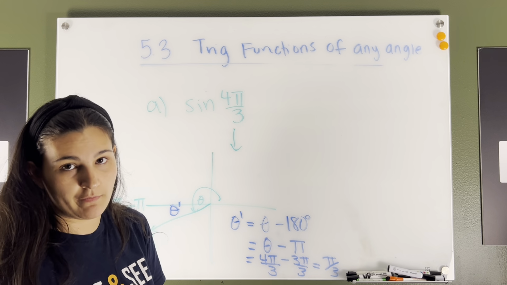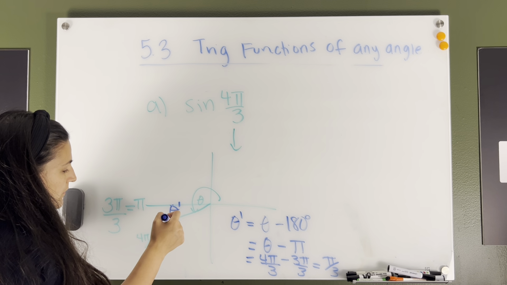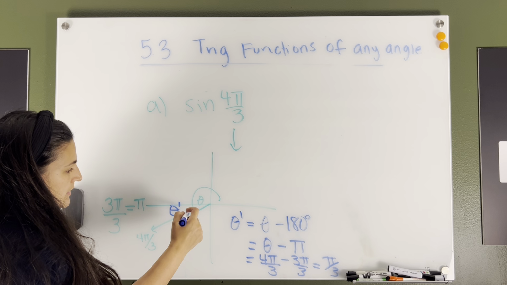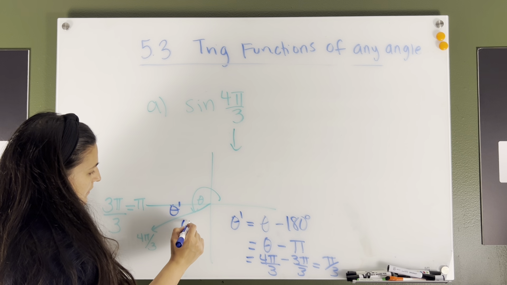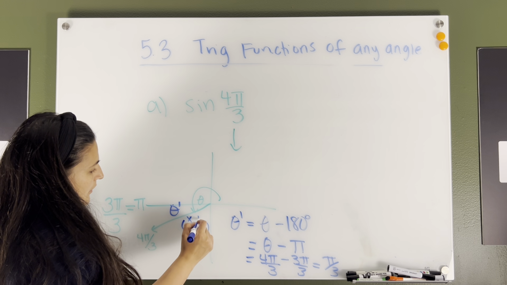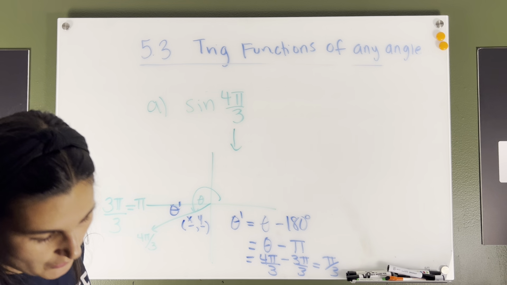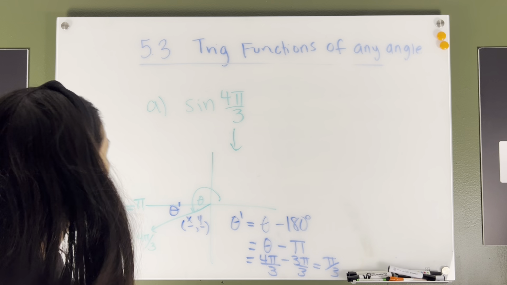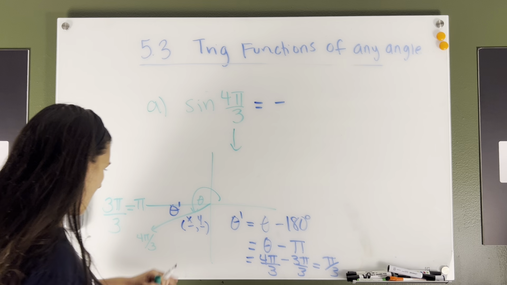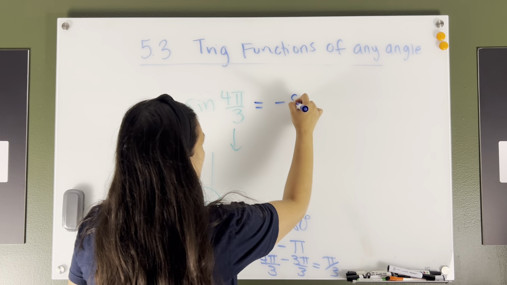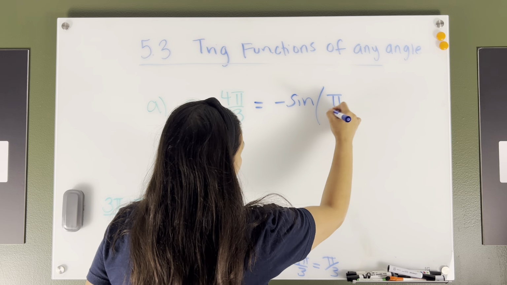Remember, sine is the y value. If you are in the third quadrant and you had a point, just think about the signs. The x value would be negative, and the y value would also be negative. And so sine will be negative. So the sine of 4 pi over 3 is going to be negative, and it'll be equal to the sine of the reference angle, which is pi over 3.